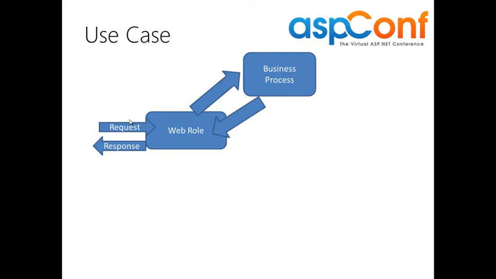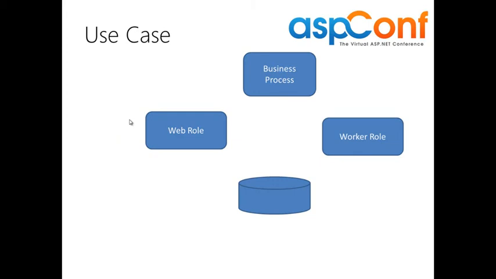A more scalable model is if, instead of calling that business process directly, the user makes a request, the web role then takes whatever information the business process needs, creates a message and drops that message onto a queue, and then immediately returns a response saying, okay, got your message, carry on. And we have a worker role, and a worker role is kind of like a Windows service. It sits in the background and just runs and waits for things to happen and then responds to them.